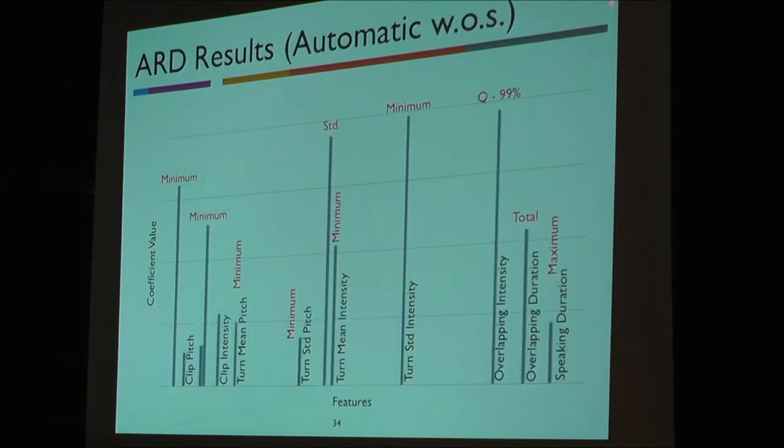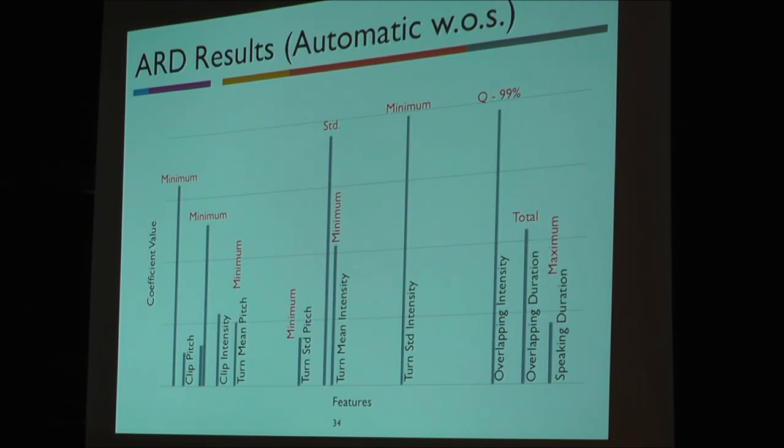And a similar thing also when you add, I think this is the most realistic version because it is a fully automatic version of the system and it includes the overlapping speech. And you see again minimum, etc. Of course, in some other cases, you also have the maximum that influences. But it's interesting to see that among the features that really influence the decision, the minima appears again and again.